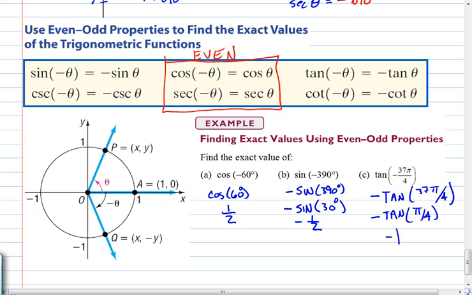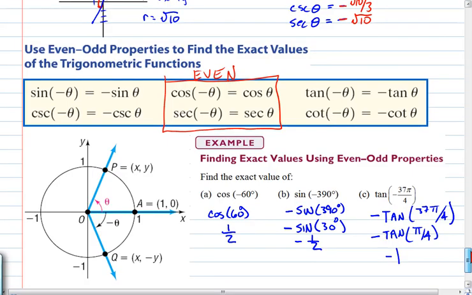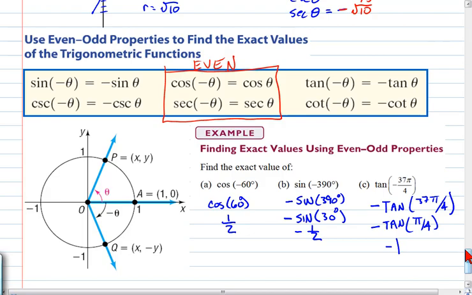I'm using our special angles. I'm using reference angles. I'm using signs of trig functions and evens and odds. I'm tying all of these little individual rules together. And that wraps up section 6.3.